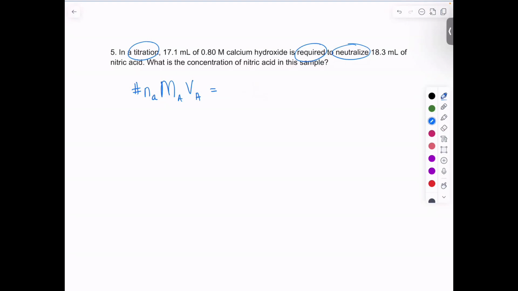And this is just for clarity here, this number NB. So we have MBVB. All right. And notice here, they did not give us the formula, right? So we need to make sure to have the correct formula. I know that calcium hydroxide is, I'll put this over here, Ca(OH)2. That's because calcium is a group 2 metal.